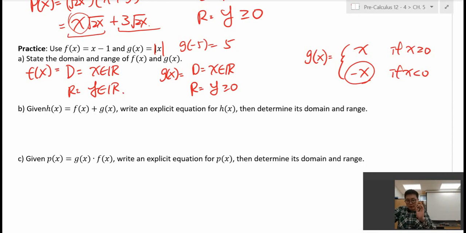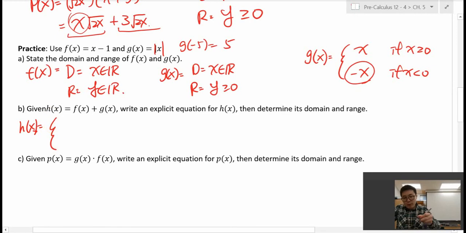Part B and part C will be slightly trickier because it depends on the domain, okay? So let's see. Given h of x is equal to f of x plus g of x, h of x is going to equal, because g of x is a piecewise function, the sum f plus g is going to be a piecewise function as well.